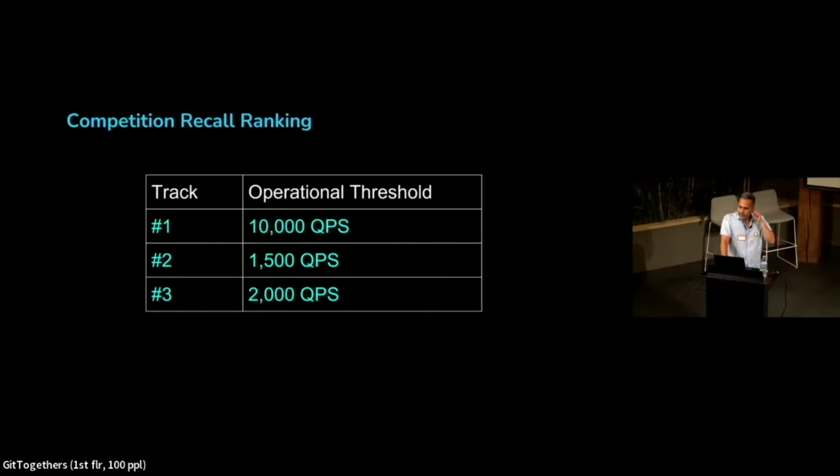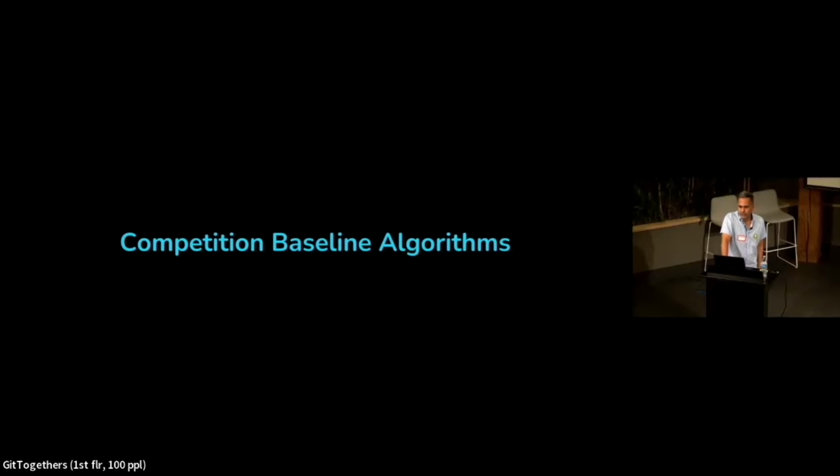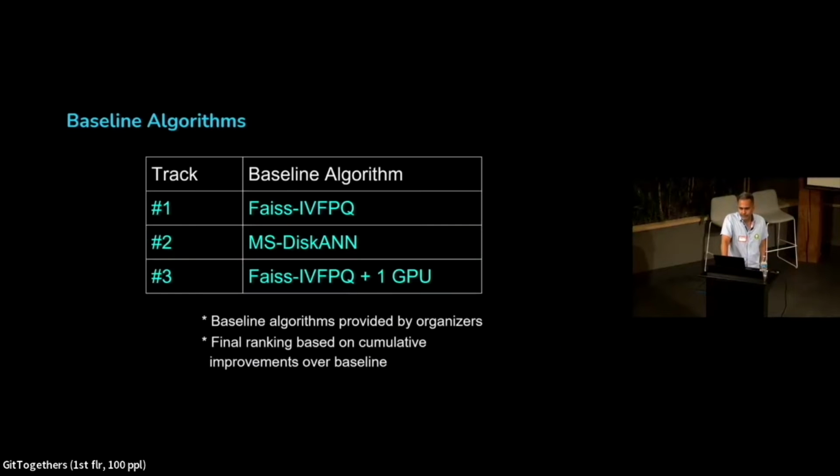So where did we get the operational thresholds? For track 1, track 2, and track 3, these were the throughput operational thresholds that we used: 10,000 queries per second for track 1, 1,500 for track 2, and 2,000 for track 3. And if you're asking where we got those, they were measured from baseline algorithms that were contributed by the organizers.